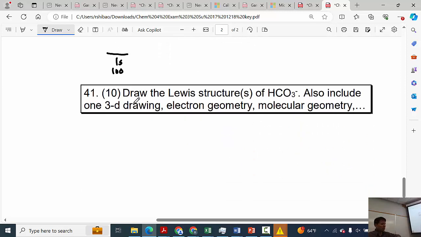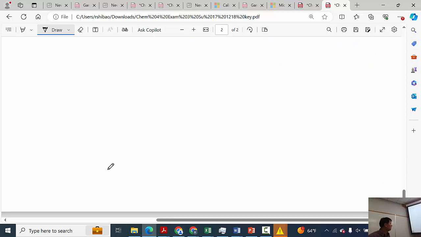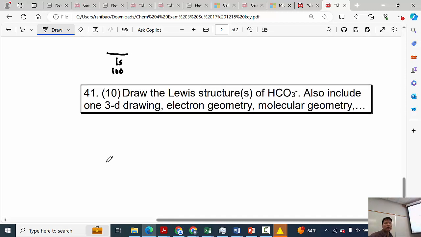41 is do HCO3 minus. We did the Lewis structure for this, including the resonance forms, but we didn't do the electron geometry nor the molecular geometry. So we could take a look at that later, or you can do it at home.